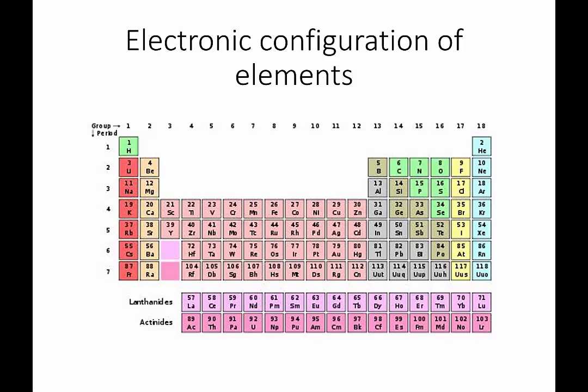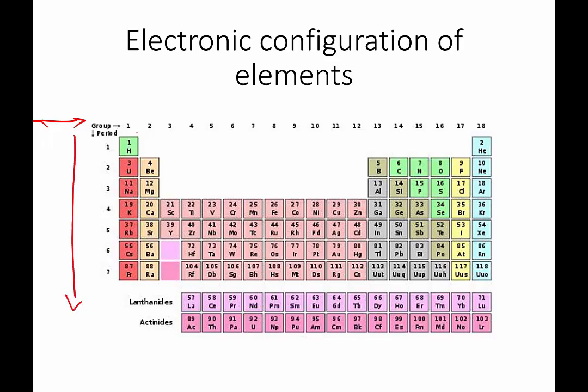Okay, so for knowing the electronic configuration of elements, one of the simplest ways of going about it is to look at the periodic table of elements. The periodic table arranges the atoms by group, and by period, going down the period.